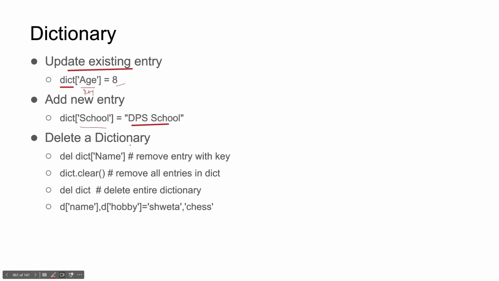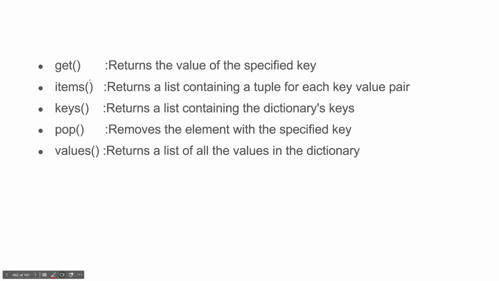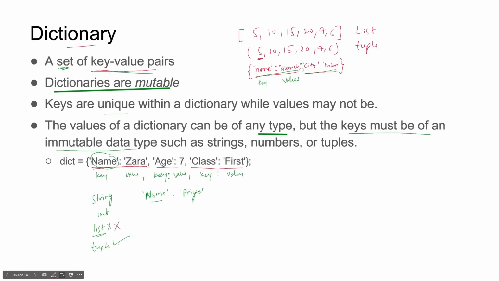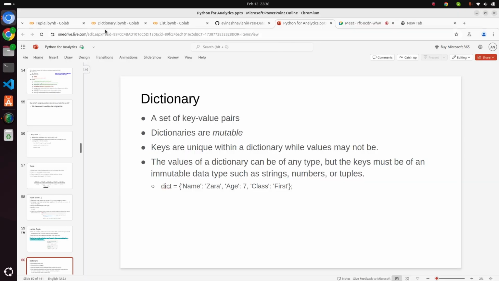You can also delete a dictionary item using del. Okay, you can delete the whole dictionary like this, right? You can also change names like this. More functions are also there. You can also use the get function, items, keys, pop, values. I will show you all functions, right? Don't worry. What else? Okay, let's do some experiment and I will explain you there, right?